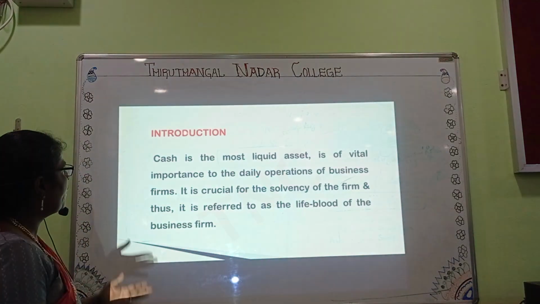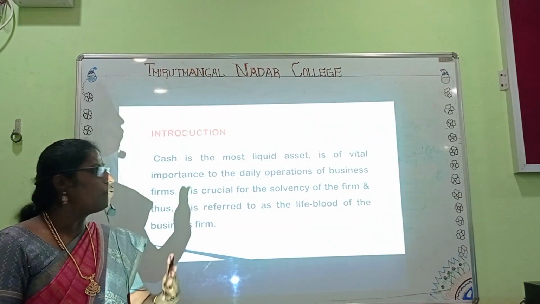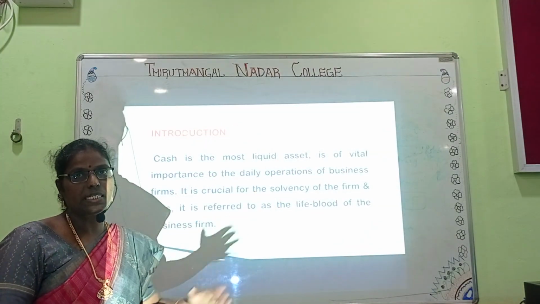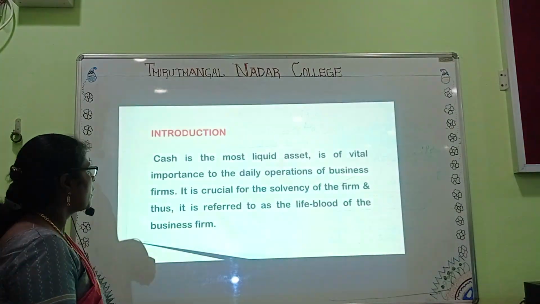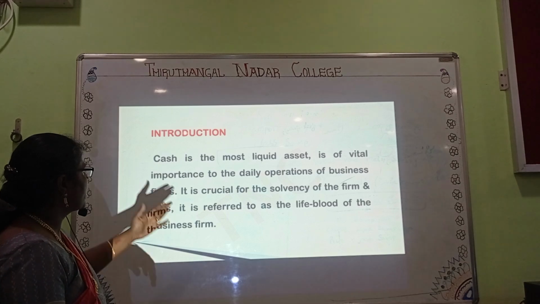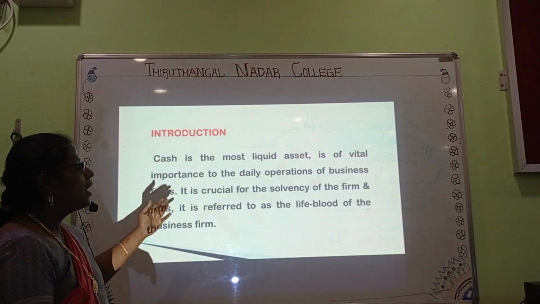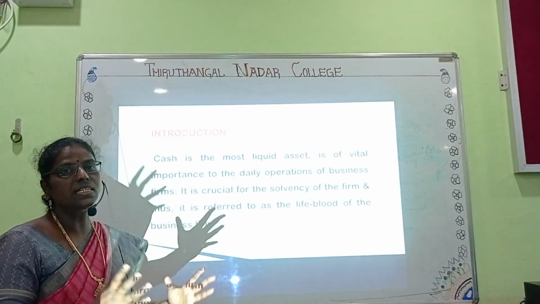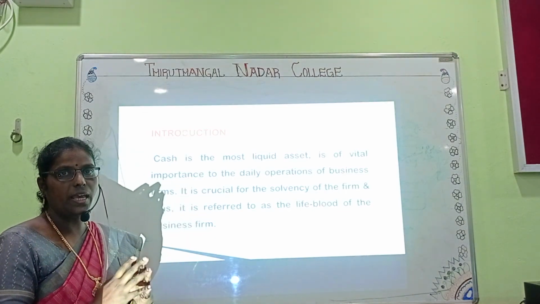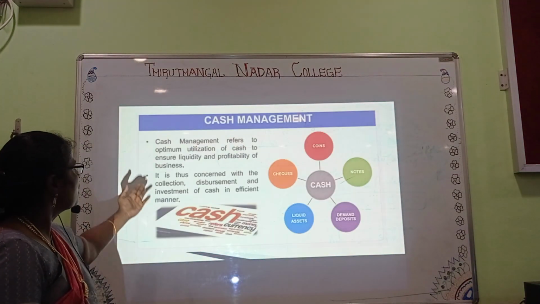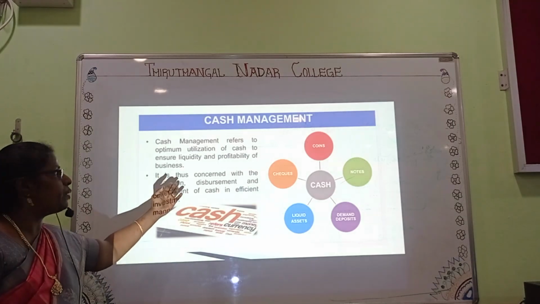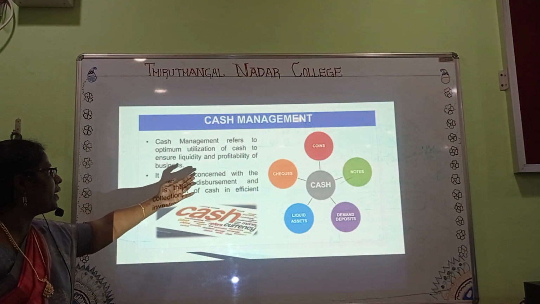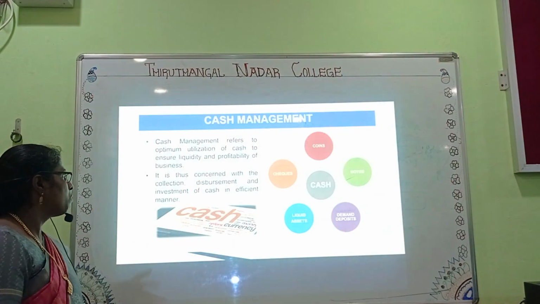Okay, introduction to cash management. You know very well what is cash, an important liquid asset. Liquid asset you know very well. So one of the important liquid assets is cash, and it is very important to run the business. All the businesses require cash. Okay, next, what is cash management? Cash management refers to optimum utilization of cash to ensure liquidity and profitability of the business.